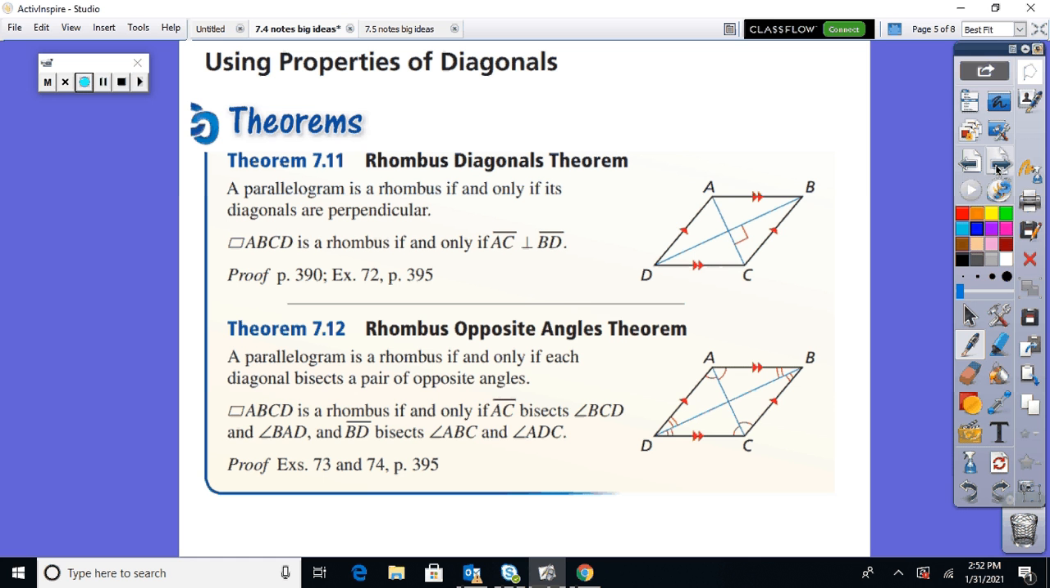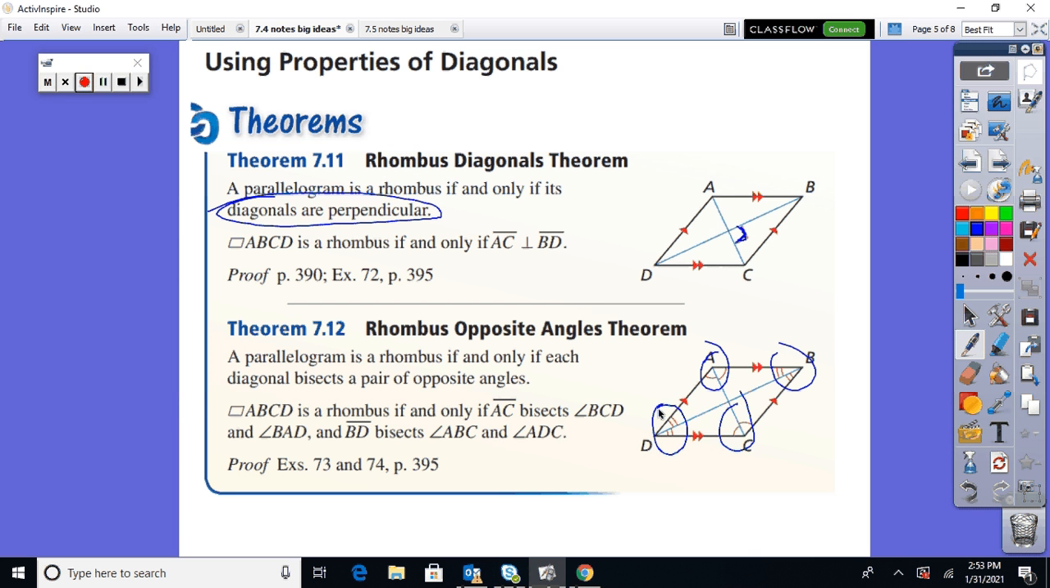All right, moving along. Now each of these special parallelograms has some things happening. They have their own theorems. Rhombus gives us 2 theorems. The Rhombus Diagonals Theorem tells us that its diagonals are perpendicular, so very important. It also tells us that each diagonal will bisect a pair of opposite angles.